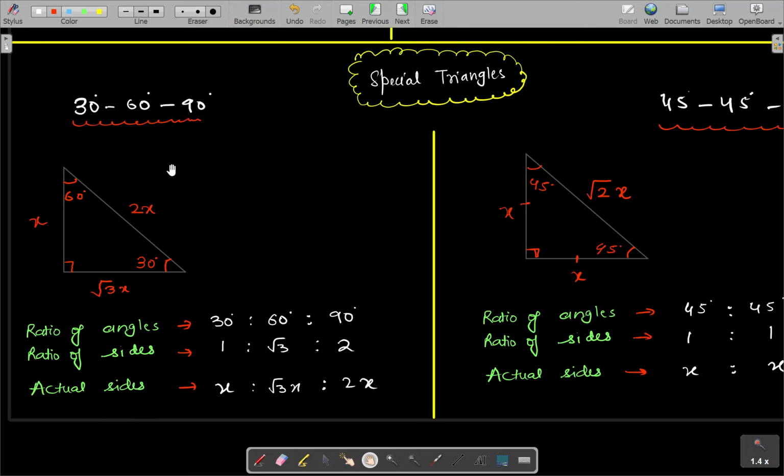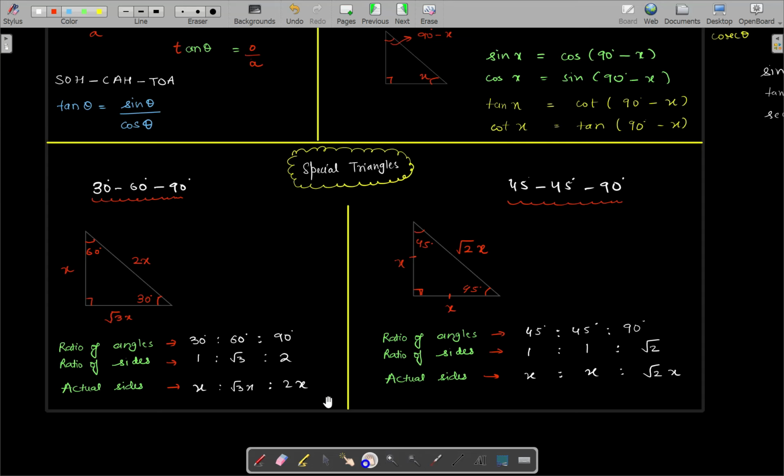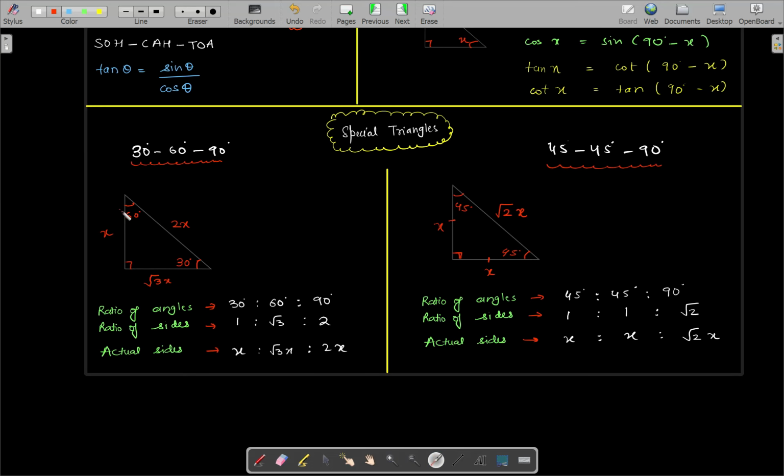So we have two special triangles. First is the 30, 60, 90 triangle, and the second one is the 45, 45, 90 triangle. Now, why are these special triangles? In these two triangles, we get certain ratios of the sides. First of all, 30, 60, 90 means that we have a triangle in which one angle is 90, one angle is 30 degrees, and one angle is 60 degrees. In that case, you have the ratio of the sides as 1 is to root 3 is to 2.